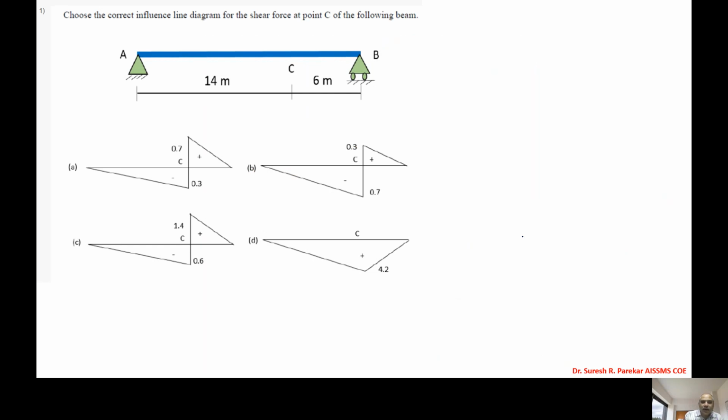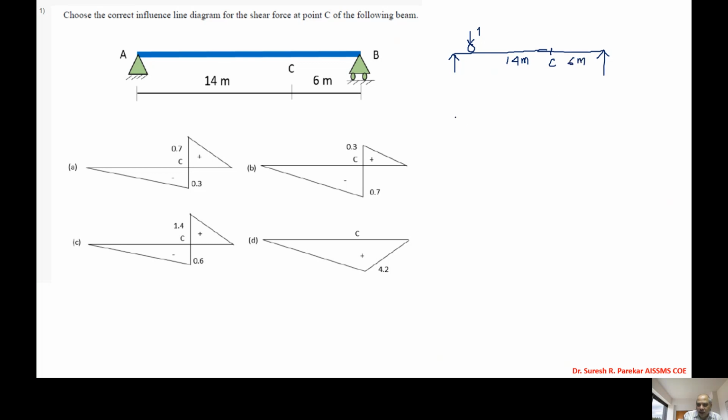So part A we have. Now in this first we have to choose the correct influence line diagram for shear force at point C of the following beam. So now if we draw the diagram, then we have the diagram in this fashion. So we have to move a unit load. So this is 1. So if we have C, this is 14 meter, this is 6 meters.